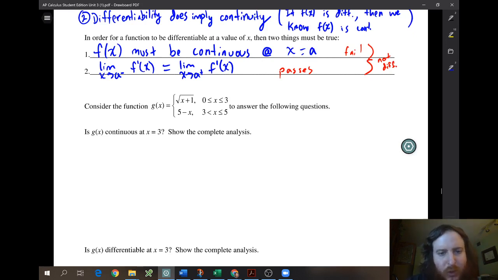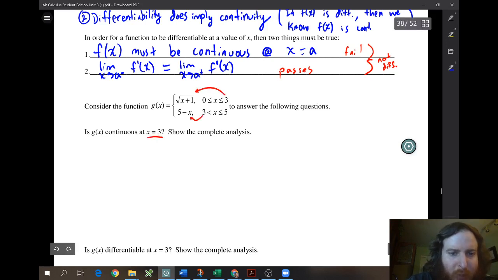Now, if there's multiple choice, all you have to do is, we're looking at x equals 3. All you have to do is plug in 3 to both of these and see if you get the same answer. But if it's free response and they're saying show your work, then we got to do the 3 rules. So first rule, f of 3 exists.